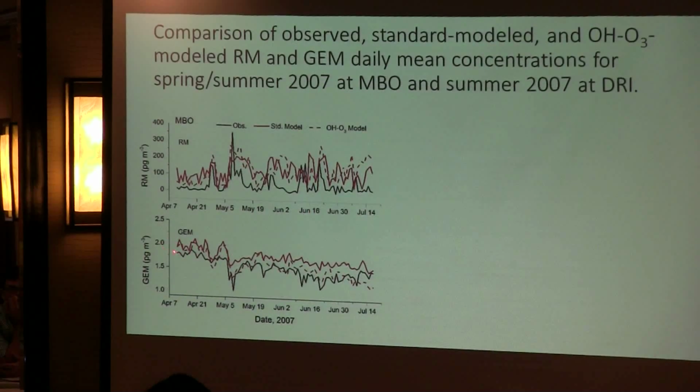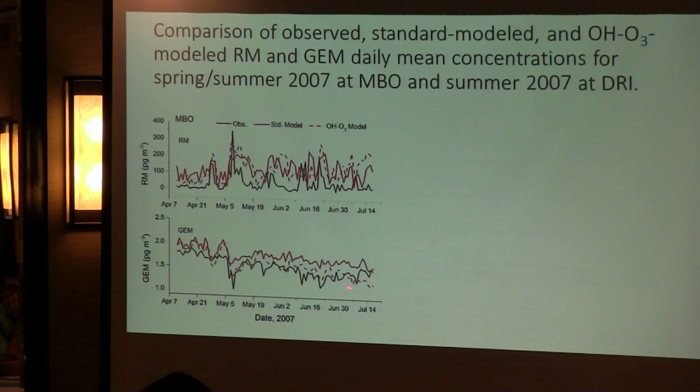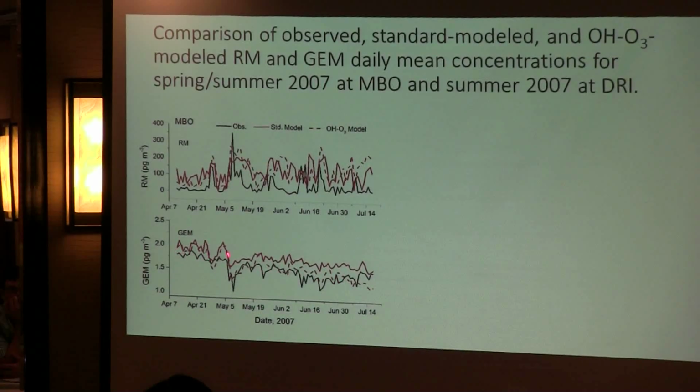And then we have the elemental mercury. You can see the seasonal pattern decreasing into the summer. The observations are shown in black, the standard model in the solid red, and the OH-O3 model in the dotted red.